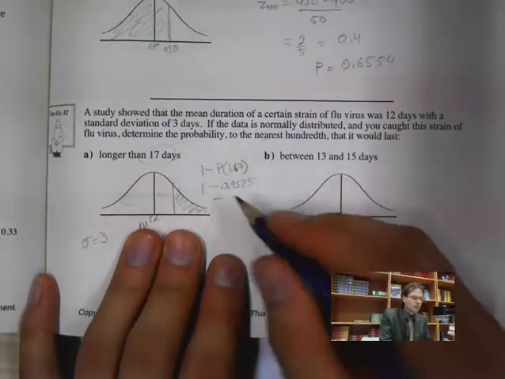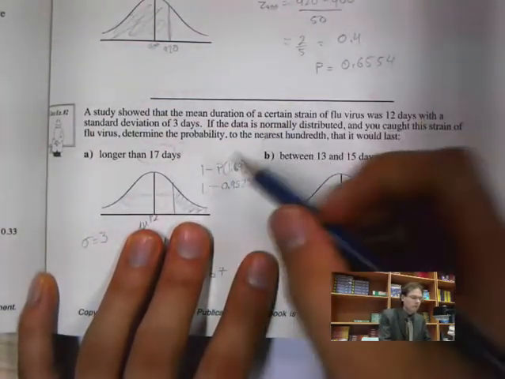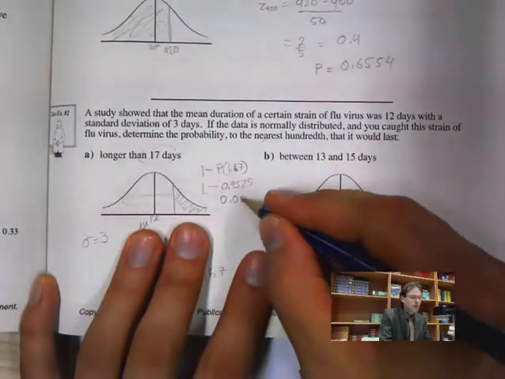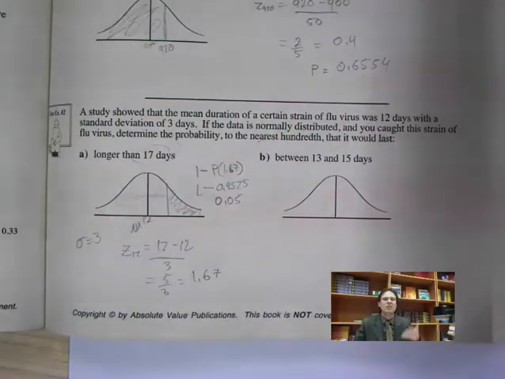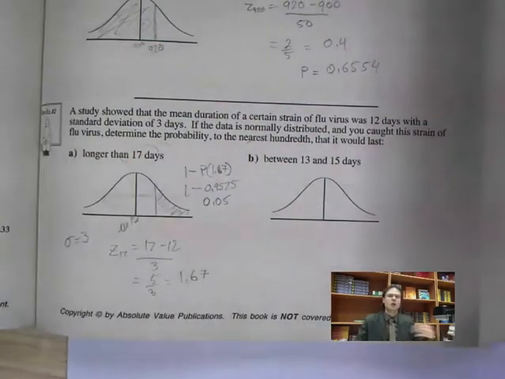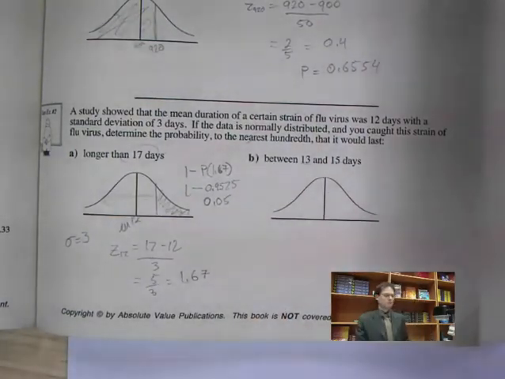So how many people will the flu last longer than 17 days? We go 1 subtract that, and I'm only going to get 0.05, which is the same as 5%. So only 5% of the people, the flu will last longer than 17 days. And that's how the normal distribution helps us predict where you fall, and if you're healthy or not, pretty much.